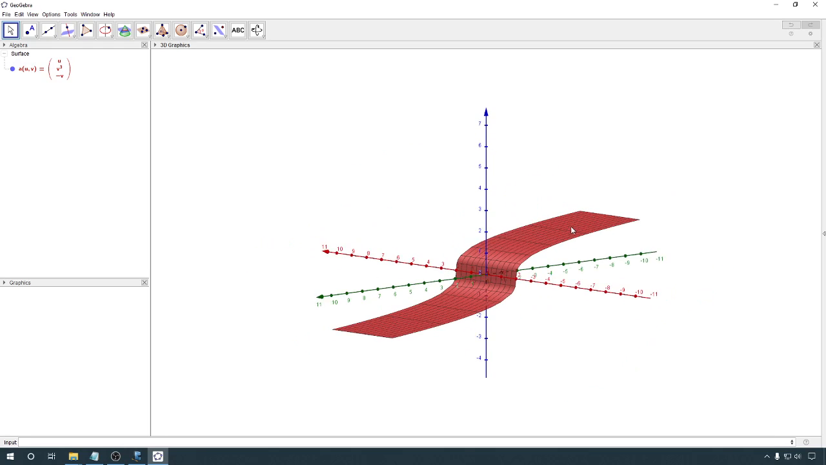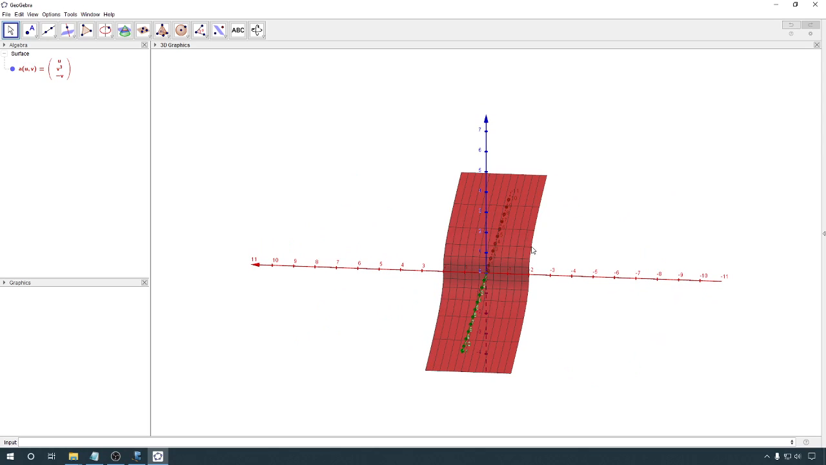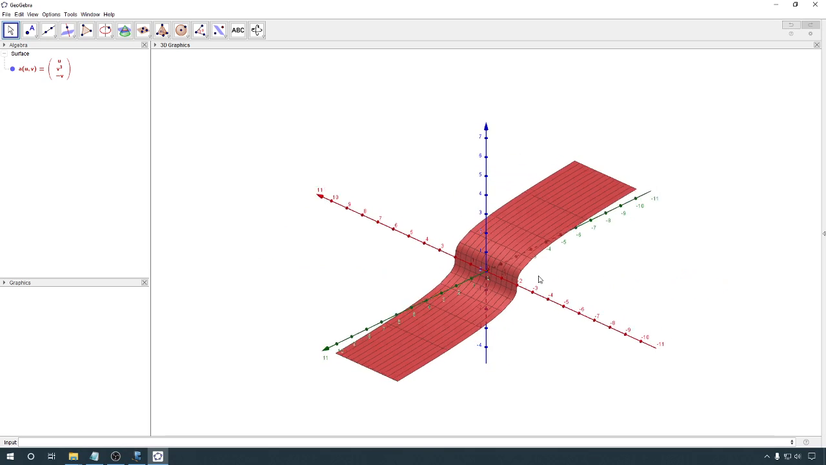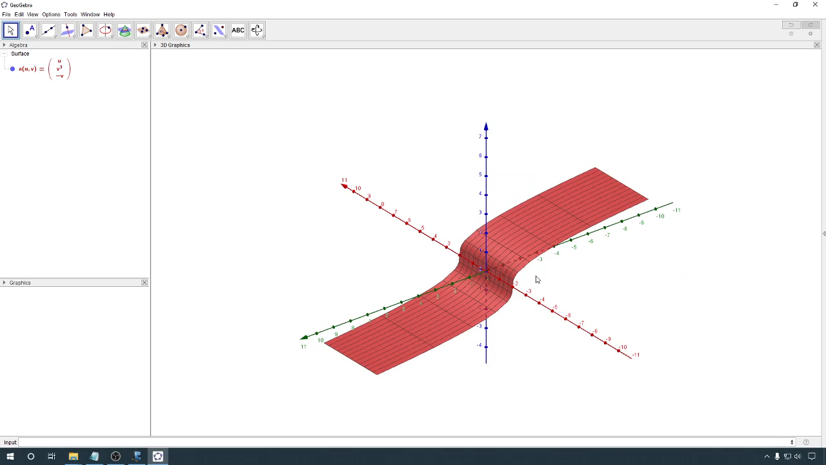Now, one thing you can notice about this right away is that GeoGebra put a grid on our surface. In fact, you may have noticed that every time I've used this command in the past, GeoGebra always puts some sort of grid on the surface. Sometimes the grid is a little less obvious.